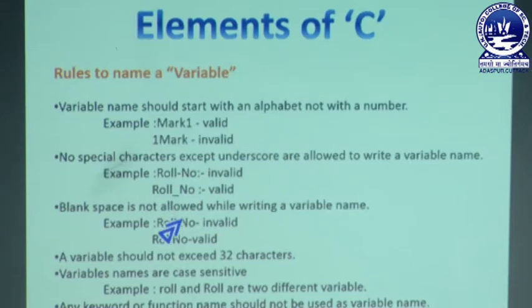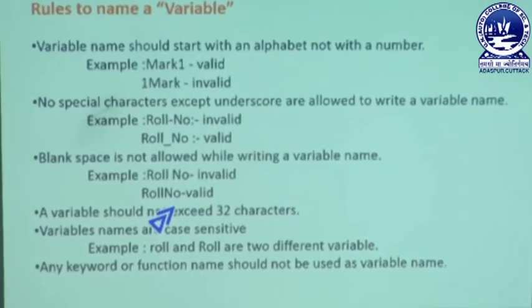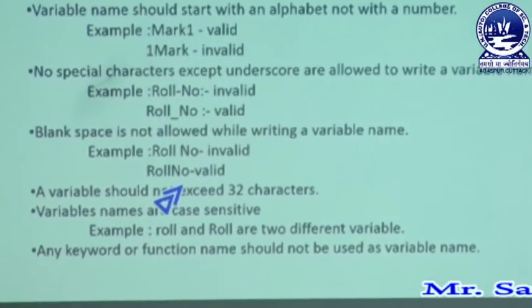The next rule is very clear, that is blank space is not allowed while writing a variable name. That means, if I use a blank space, here you can see I have written roll, then I have given a space, then I have written number, it becomes invalid, because no blank space will be allowed within a variable name. Similarly, here I have written roll_number without giving any blank space. So, here the variable becomes valid.